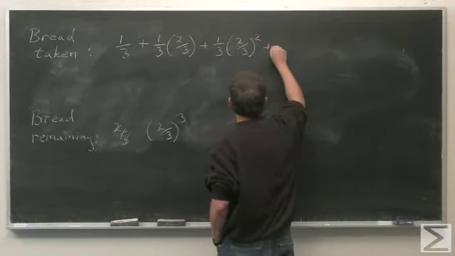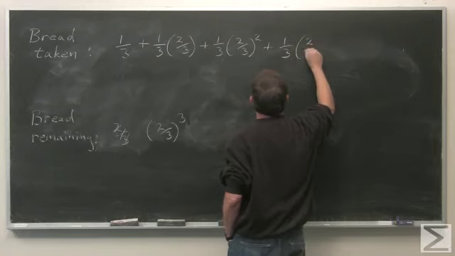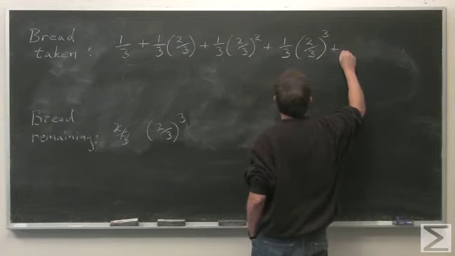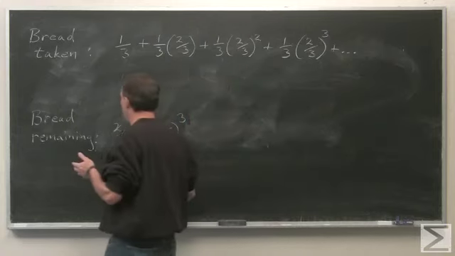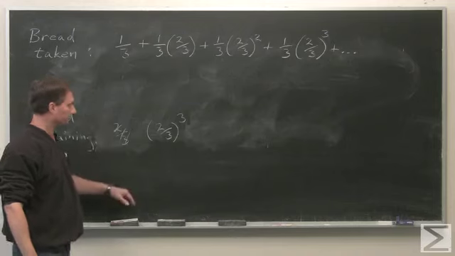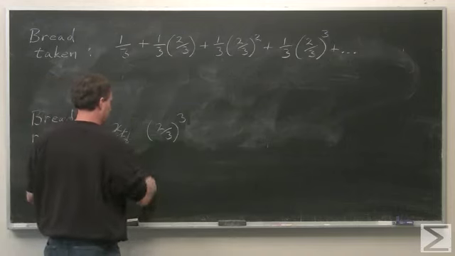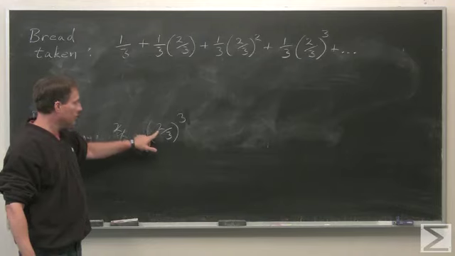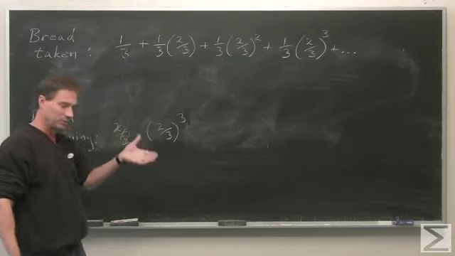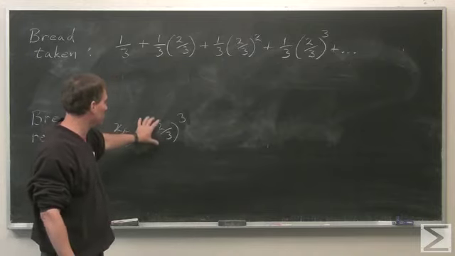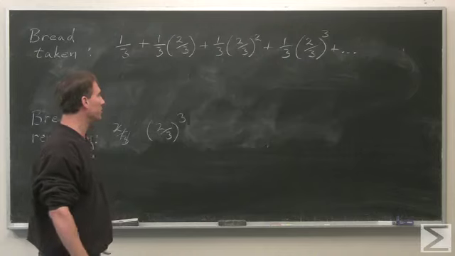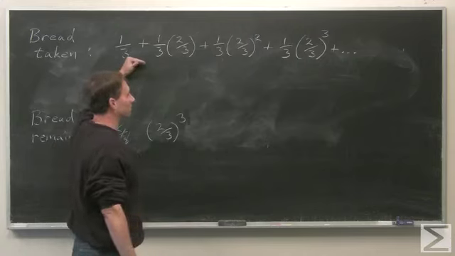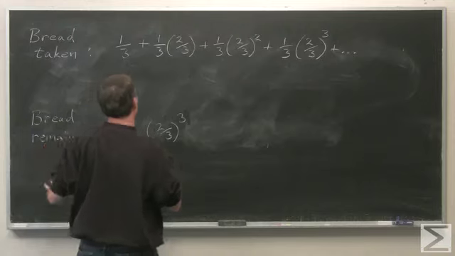And this keeps going. Each time, the next person takes 1/3 of 2/3 raised to a higher power. In the end, of course, the bread remaining is 2/3 to the n as n goes to infinity. Well, 2/3 has absolute value less than 1, so as n goes to infinity, this thing will approach 0. Good, the bread remaining should approach 0. So that means that the bread taken better add up to 1, but let's see that our formula is right.